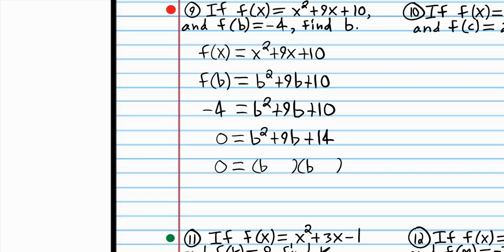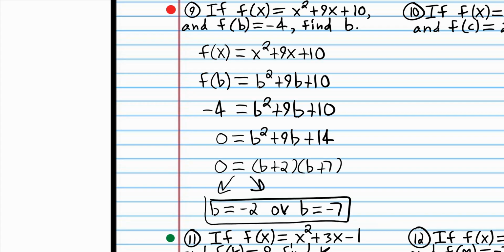So we want to ask, what are two numbers such that when you multiply them, you get 14, and if you add them up, you get 9? And the answer is 2 and 7. So what this expression tells us is that b can be -7 or -2. So we changed the form of this expression to this form here, and that allowed us to see the answers.